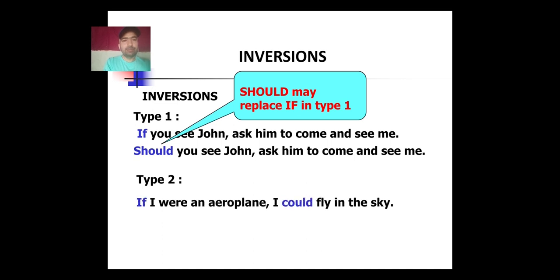Type 2, if I were an aeroplane, I could fly in the sky. Now the sentence is fine, but it's a bit informal. To make it more formal, what we are going to do, were I an aeroplane, I could fly in the sky. Now "were I an aeroplane" makes it more formal, though the same sense remains there, the sense of if, that condition.